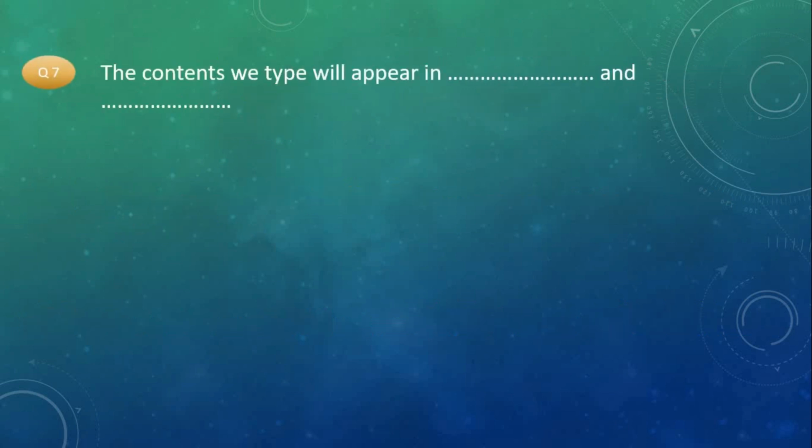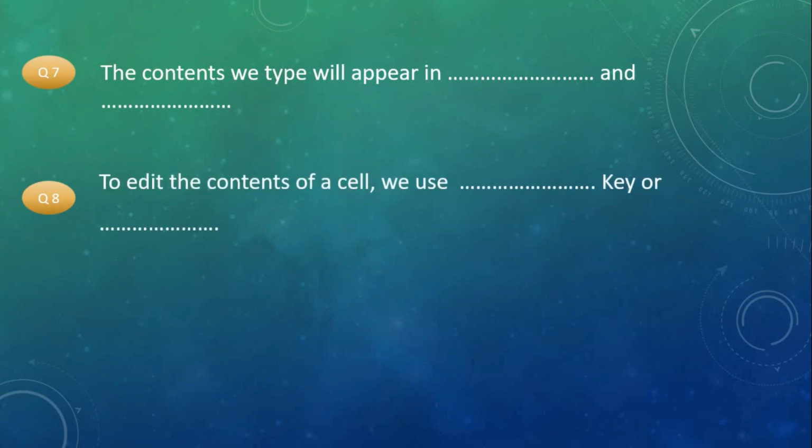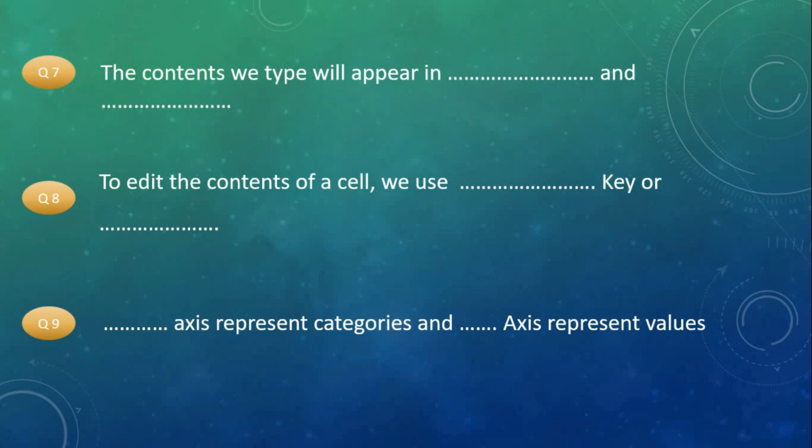Next question, the contents we type will appear in dash and dash. To edit the contents of a cell, we use dash key or dash. Next question, dash axis represents categories and dash axis represents values.